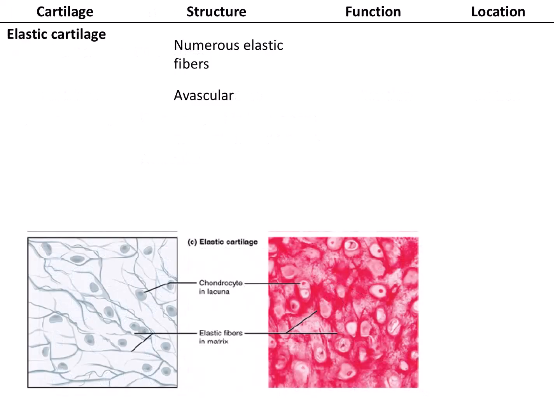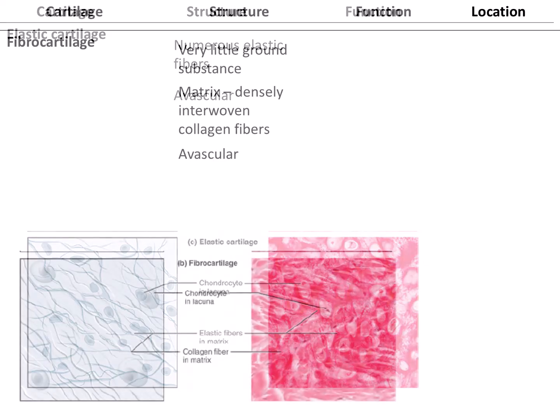Next up is elastic cartilage, which looks very different from hyaline. In elastic cartilage, there are numerous elastic fibers that are surrounding the chondrocytes in lacunae. Instead of a smooth, glassy matrix like we see with hyaline cartilage, we have these elastic fibers running through it, and it's also avascular. Elastic cartilage provides support while also being flexible. We find it in the external ear. It makes up the epiglottis and is found in the auditory tube.